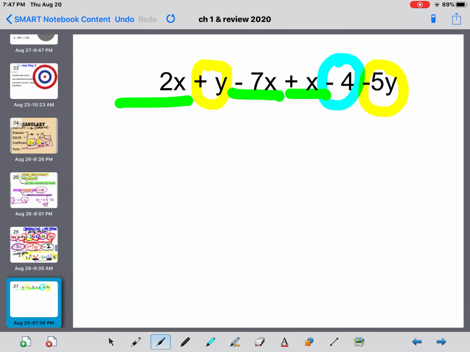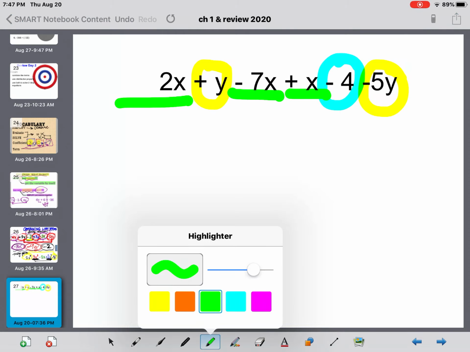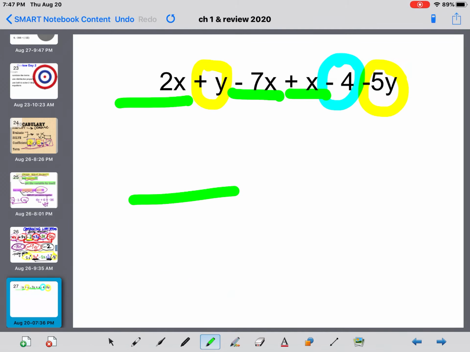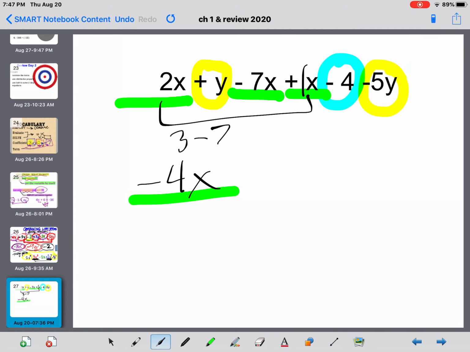So if I put all of the Y's together, or all of the X's together, I have a -2 and a +1 and a -7. So -2 plus 1 is -1, and -1 and -7 is going to be -8x. Cross these off because I know I took care of them.